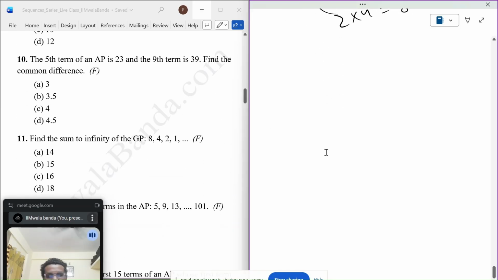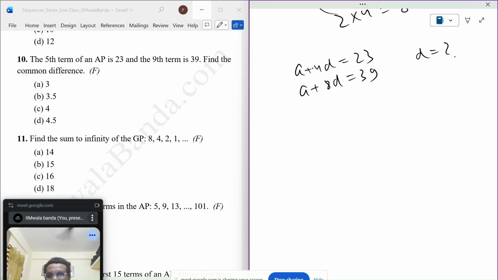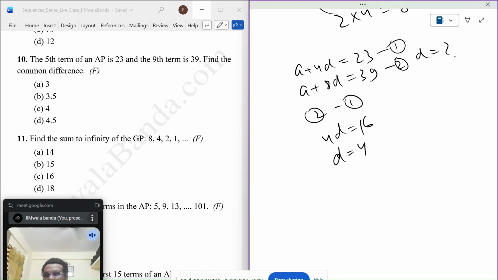Again, whenever you are asked fifth term of an AP, you can do A plus 4D is 23, and ninth term is 39, so A plus 8D is 39, and find the common difference. D, we don't need A, right? So basically, can I do 2 minus 1 directly and get A eliminated? So 4D is 16. So D is 4.